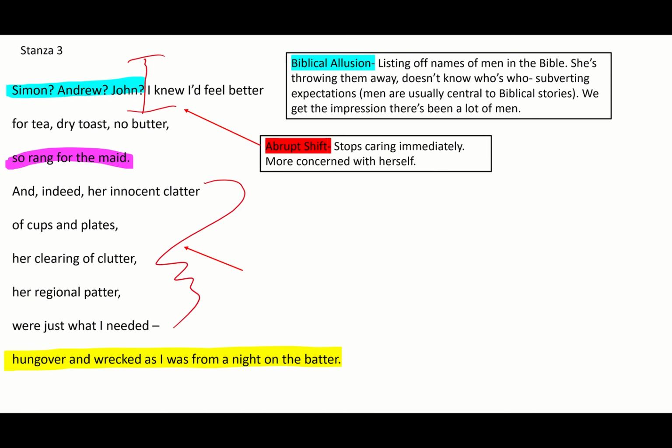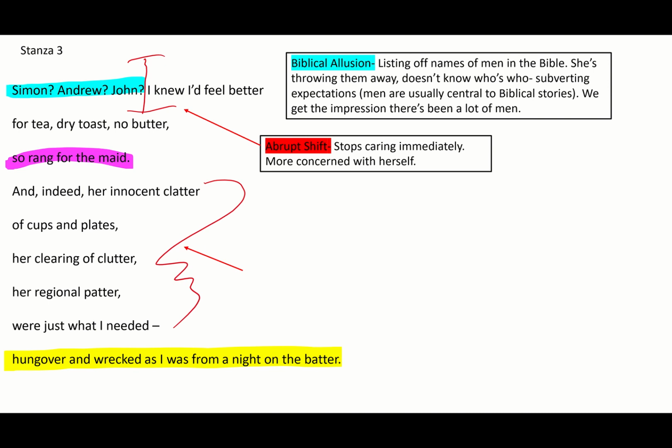And it's interesting here when she goes, Peter, Simon, Andrew, John, I knew I'd feel better for tea, dry toast. So in that same line, there's a real abrupt shift, a very quick, obvious shift. She stops caring immediately about what this guy's name is. She's far more concerned with herself, which shows a sense of maybe selfishness, or whatever you want to call it, still subverting expectations, because there's the societal expectation that women should care very deeply and emotionally for their partners, where there isn't the same expectation for men. So I think it's illustrating that quite clearly there.